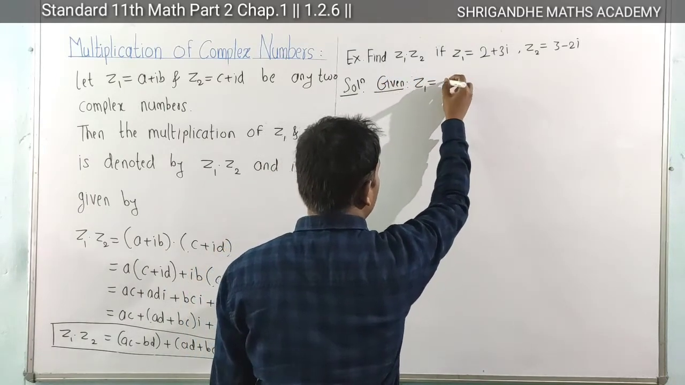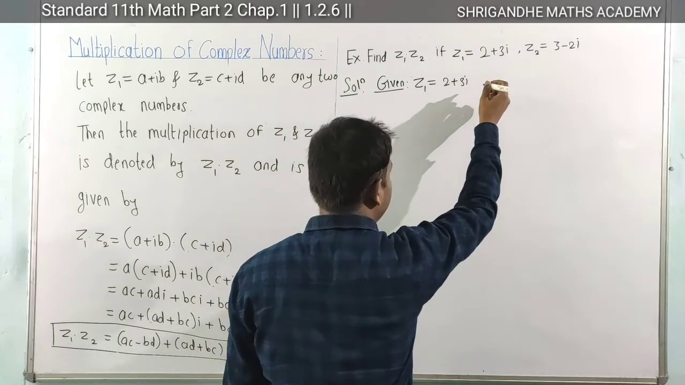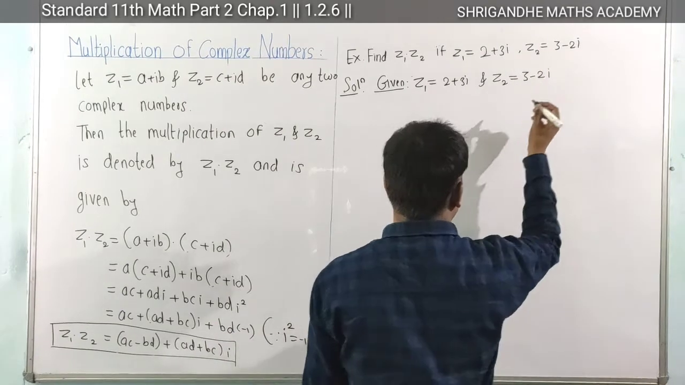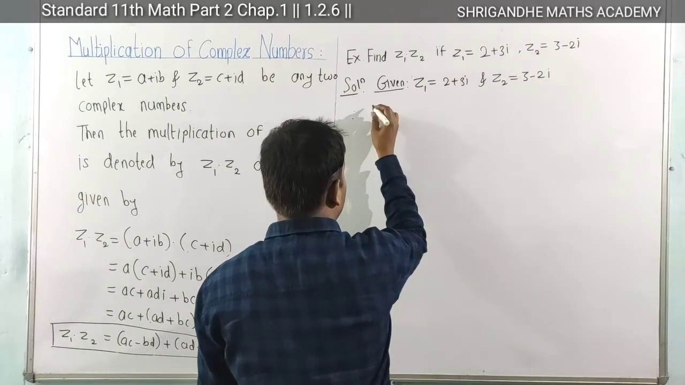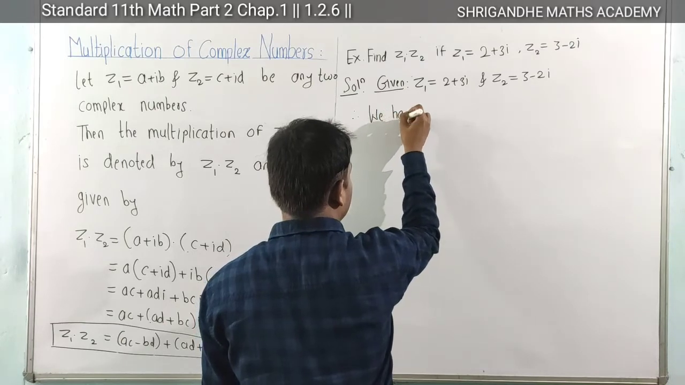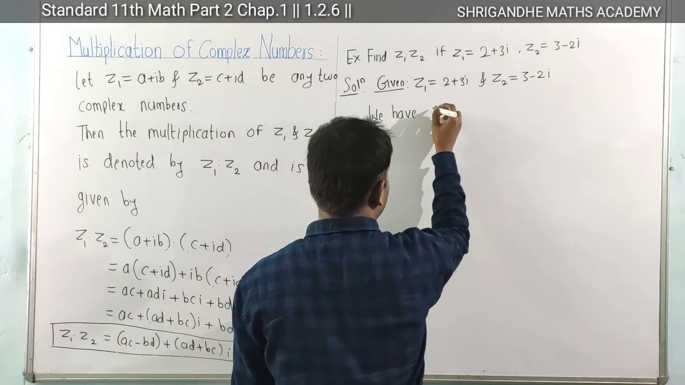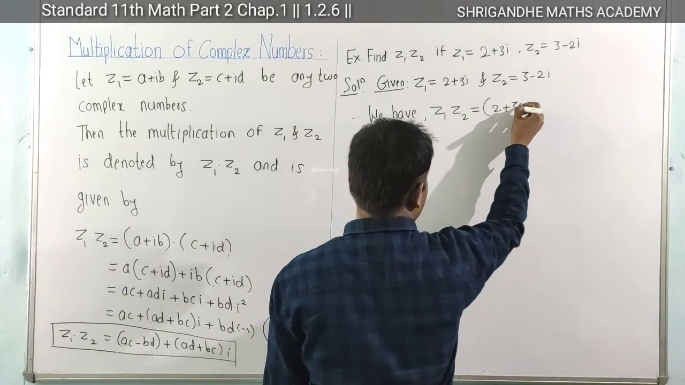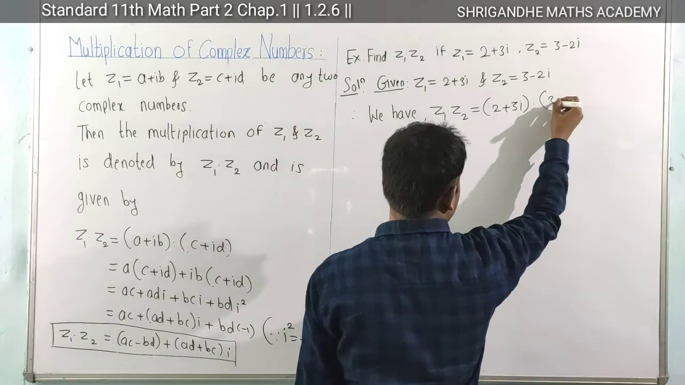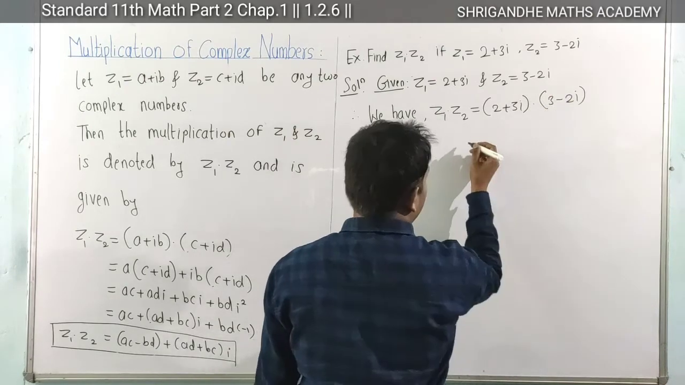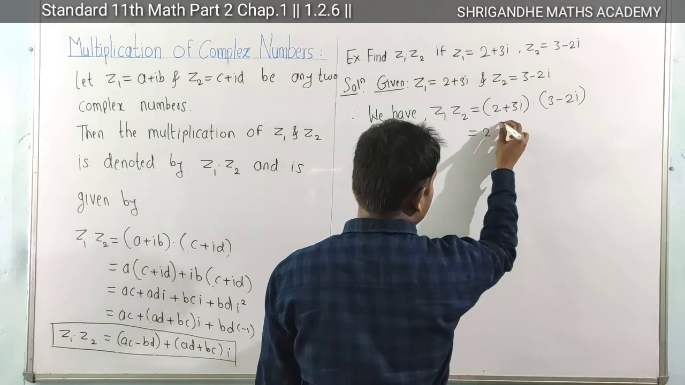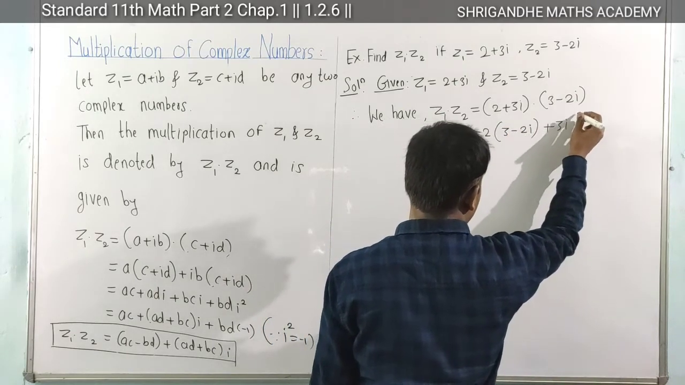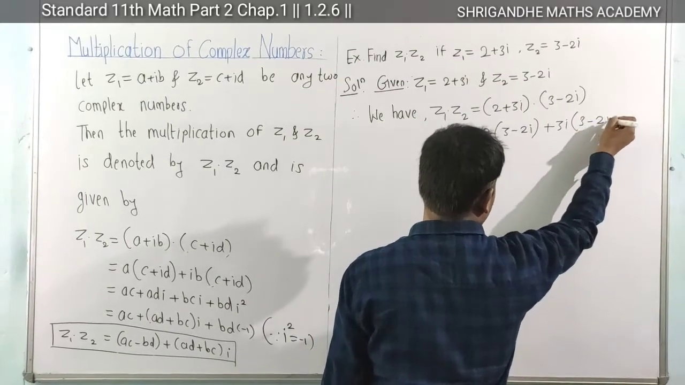Given Z1 is equal to 2 plus 3i and Z2 is equal to 3 minus 2i. Therefore we have Z1 into Z2 is equal to 2 plus 3i into 3 minus 2i. This is equal to 2 in bracket 3 minus 2i plus 3i in bracket 3 minus 2i.